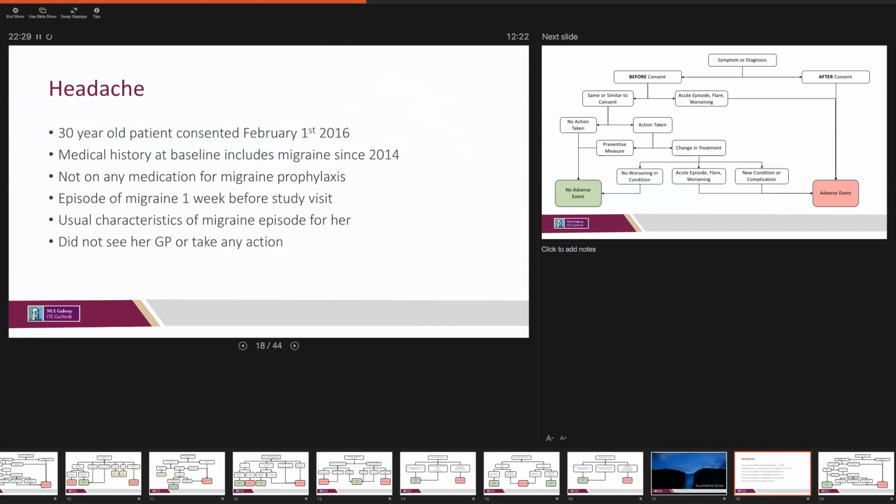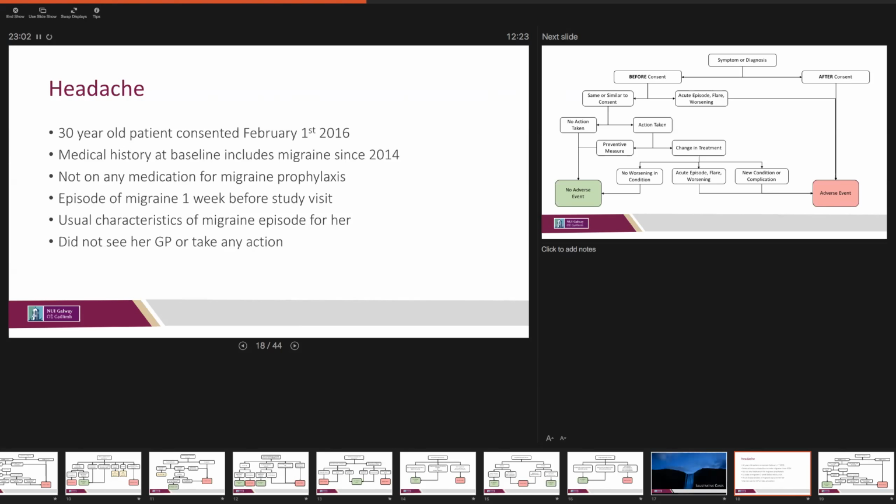So the first one here is a 30-year-old lady who is part of a clinical trial. She consented on the 1st of February 2016. She has known migraine that started in 2014, so it's part of her baseline medical history. And the basis of migraine would be that migraines are episodes that occur frequently or infrequently for patients. This lady is not on any medication for migraine prophylaxis, so she hasn't had very severe migraines that required a treatment. She's coming in for a study visit, and this is after the time of consent.